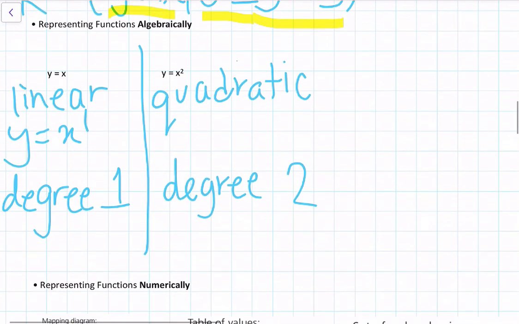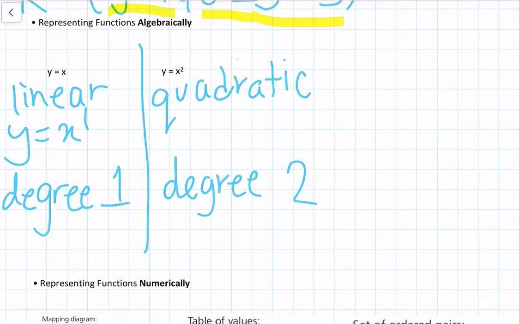So then we move on into the algebraic representation of functions. I have two examples here, the first one being a linear function and the second one being a quadratic function. In the linear function, y is equal to x, and that's to the power of 1. We don't always write the 1, but we know that x is to the power of 1, and that means that the function is degree 1. When we say a function is quadratic, y is equal to x squared, and as such we know it's degree 2.